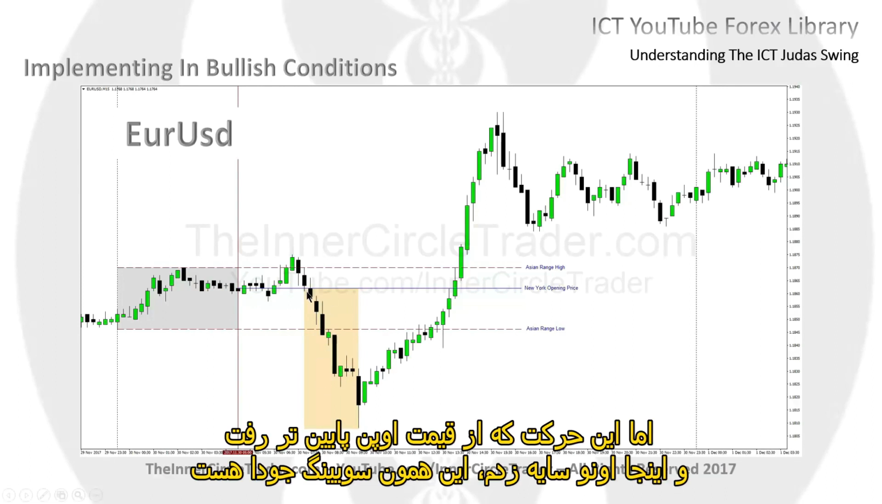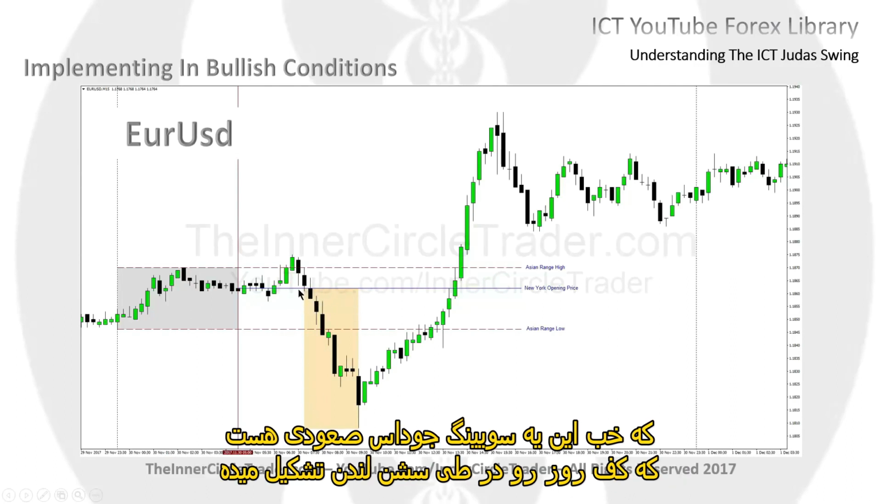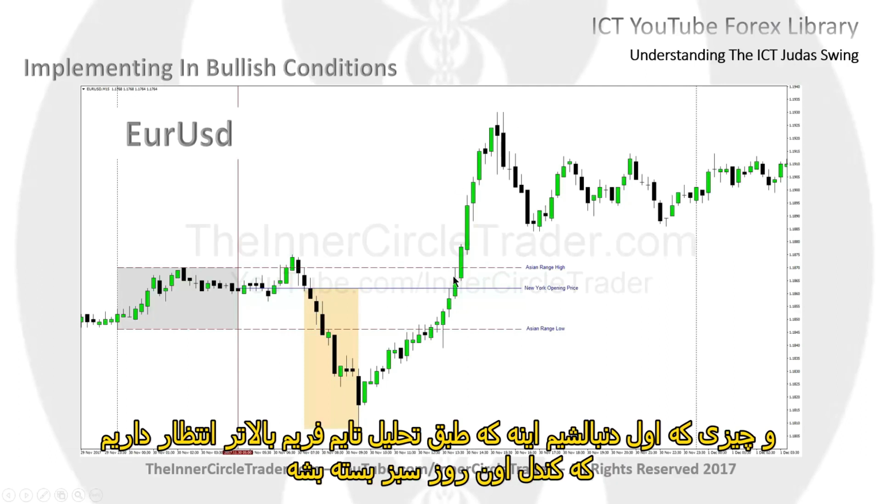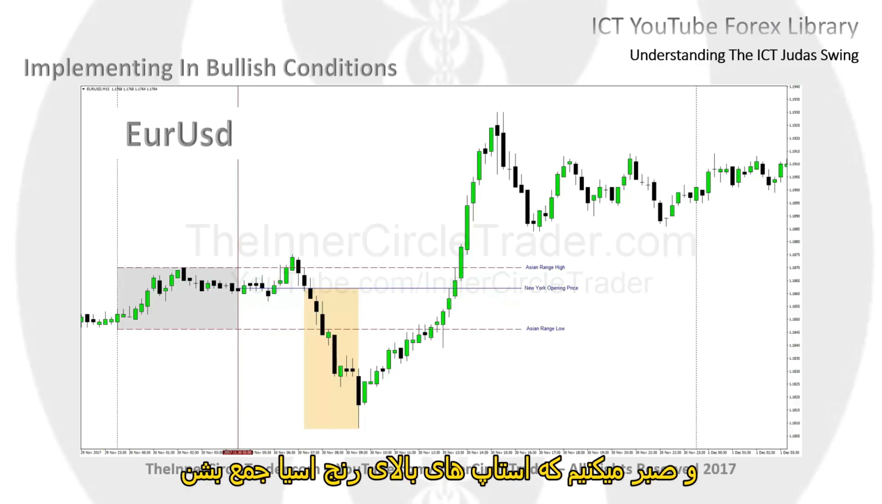But this move below the opening price that's shaded in here, this is actually the ICT Judas swing. Now this is a bullish Judas swing, and it creates the low of the day inside of the London session. The London low ends up becoming the low of the actual day. So what we look for is obviously a higher time frame premise that we are anticipating bullishness or a higher close on the day, and we wait.